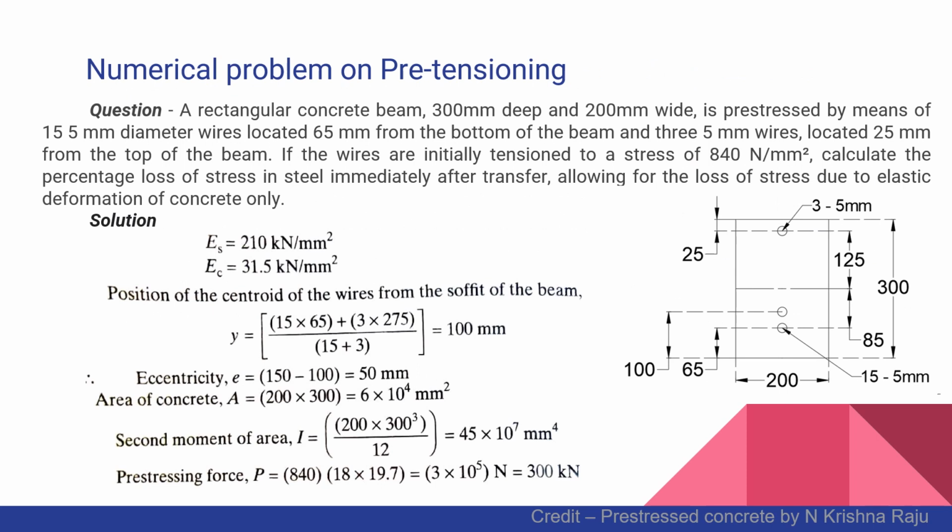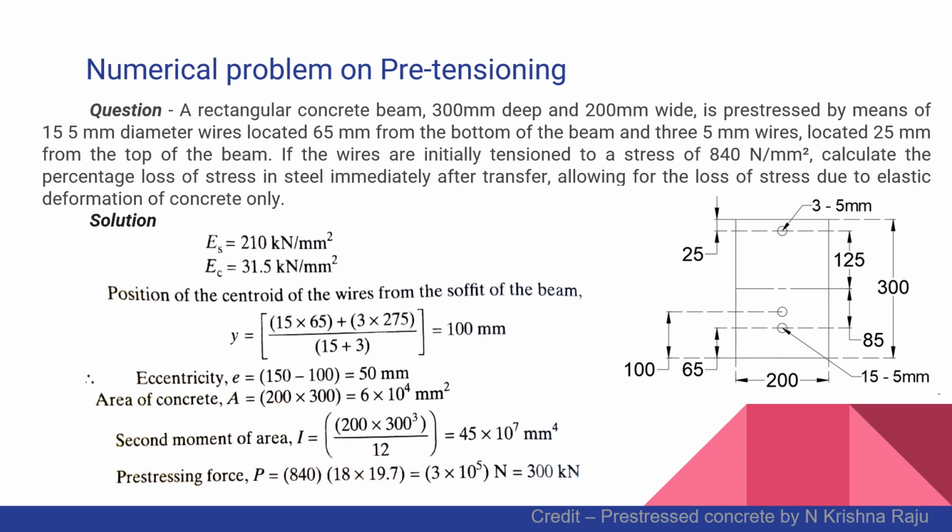Now let's see how to find loss of prestress in pre-tension beams. A rectangular concrete beam 300 mm deep and 200 mm wide is prestressed by means of 15 numbers of 5 mm diameter wires located 65 mm from the bottom of the beam and 3 numbers of 5 mm wires located 25 mm from the top of the beam. If the wires are initially tensioned to a stress of 840 Newton per mm square, calculate the percentage loss of stress in steel immediately after transfer, allowing for the loss of stress due to elastic deformation of concrete only. The modulus of elasticity of steel and concrete is taken.